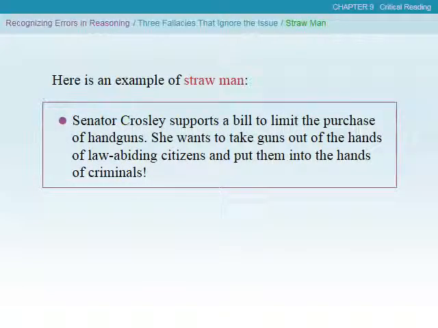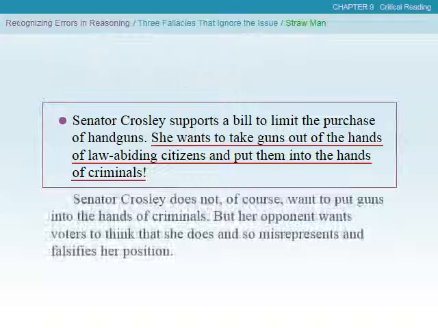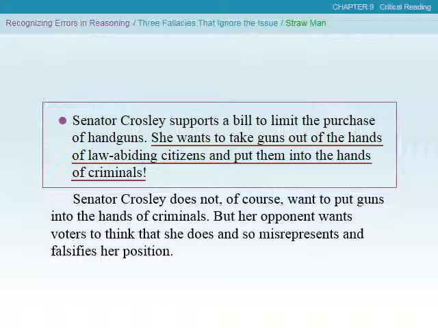So here's an example. Senator Crossley supports a bill to limit the purchase of handguns. She wants to take handguns out of the hands of law-abiding citizens and put them into the hands of criminals. Well, of course she doesn't want to do that, right? That's not the thing. Her goal is not to give them to criminals. She's just saying that there should be a limit on handguns, but the opponent is changing the point.